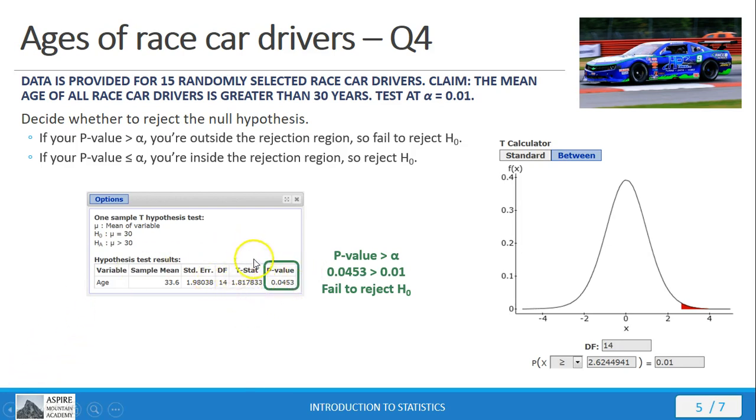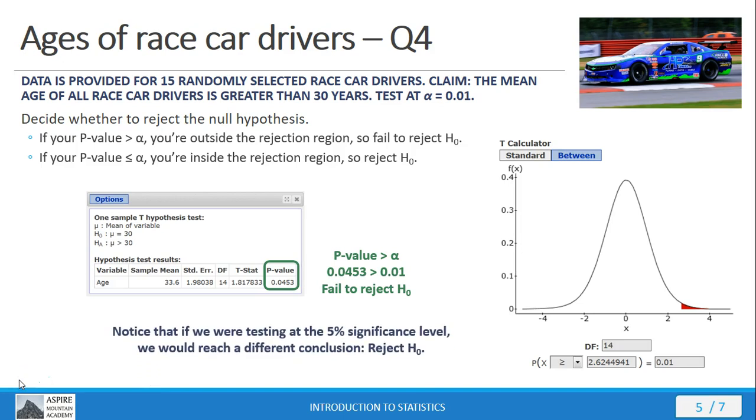Alternatively, we could use that test statistic 1.8 to get the same conclusion. So 1.8 is going to leave us right about here. You can see that's outside the region of rejection. Therefore, we would reach the same conclusion, fail to reject the null hypothesis.